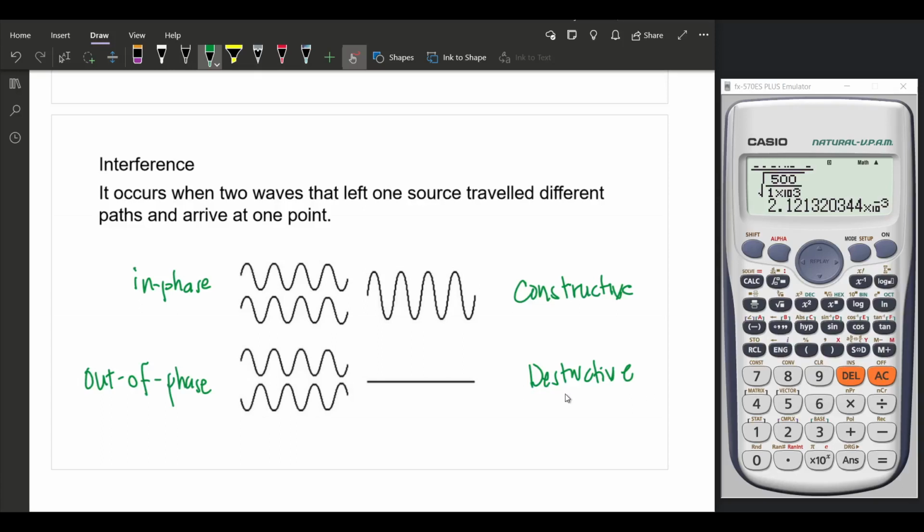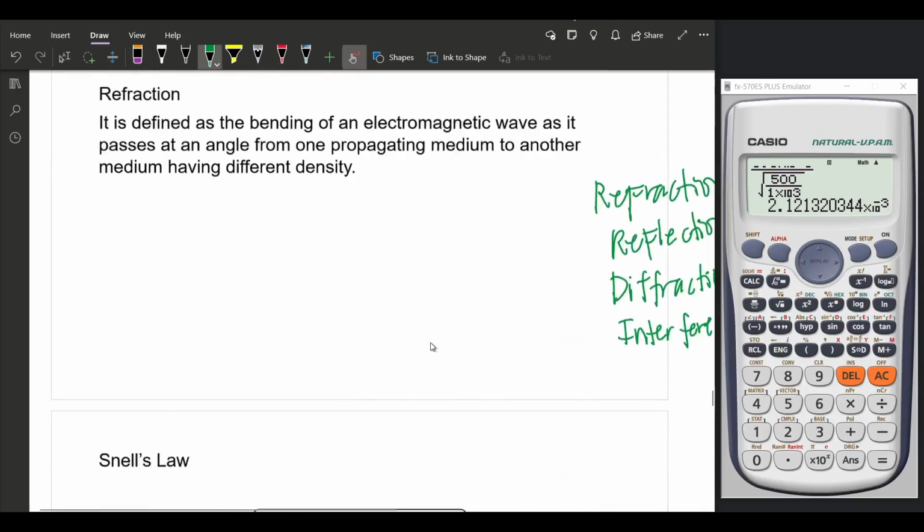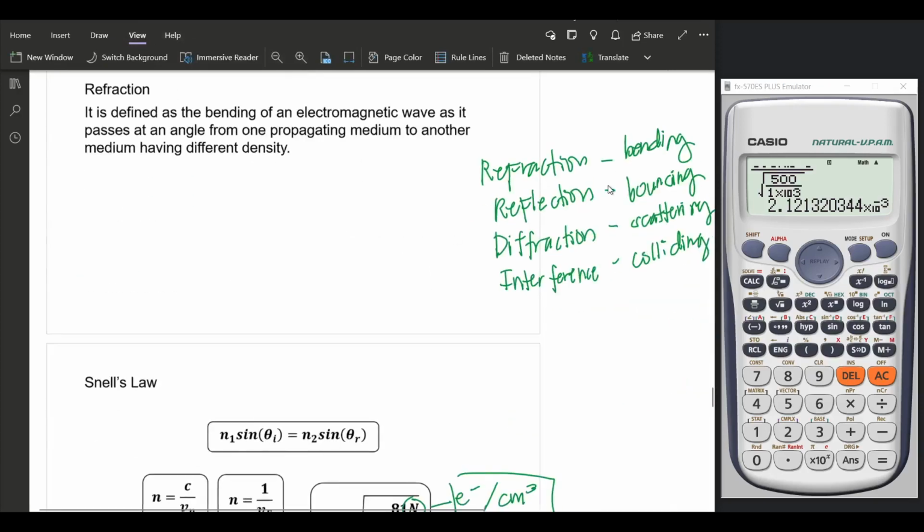Okay? So, those are the properties of the radio wave. Similar yung properties niya dun sa properties ng light. Ang tawag kasi dyan sa apat na yan is optical properties. Okay? You can remember yung apat na optical property by these terms: the bending, refraction; the bouncing, reflection; scattering, diffraction; colliding, interference. Okay?